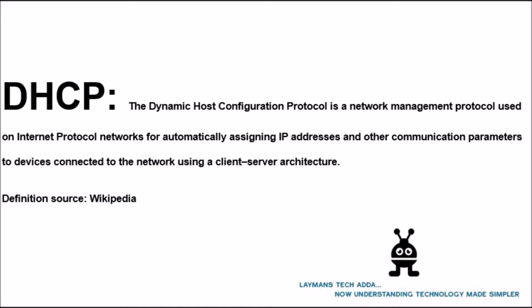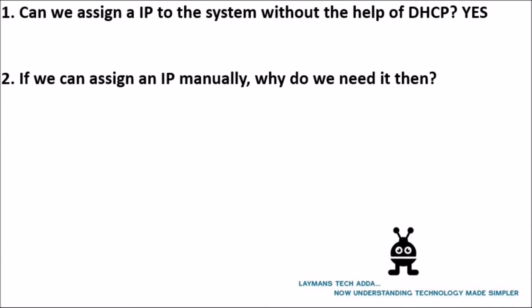So DHCP or the Dynamic Host Configuration Protocol is a network management protocol used on Internet Protocol networks for automatically assigning the IP addresses and other communication parameters to the devices connected to the network using a client server architecture. So, can we assign IP to the system without the help of DHCP? Yes, we can. If we can assign an IP manually, why do we need it then?